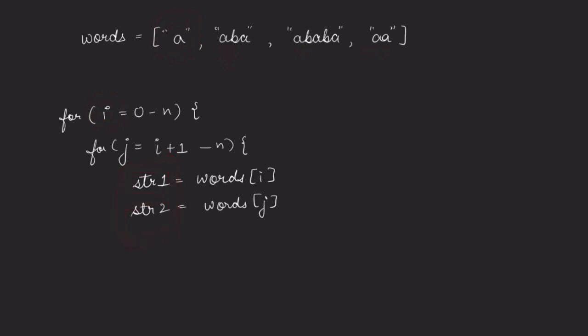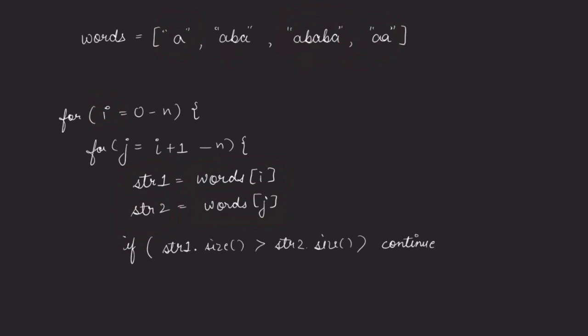Firstly, as I said, if this word has greater length as compared to this word, then without checking we can say that it is not starting or ending with that particular string, right? As I saw over here, if this is my string 1 and this is my string 2, this is greater, so this will never be present as a prefix or suffix in this particular string. So here you can have a check that if str1.size is greater than str2.size, you can simply continue. Otherwise we need to check.